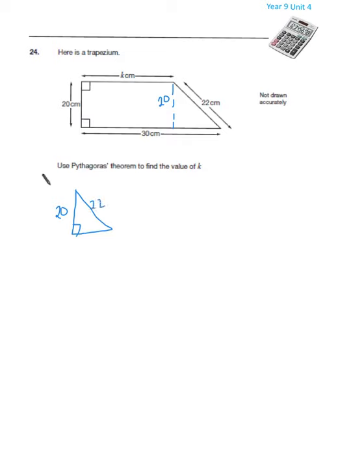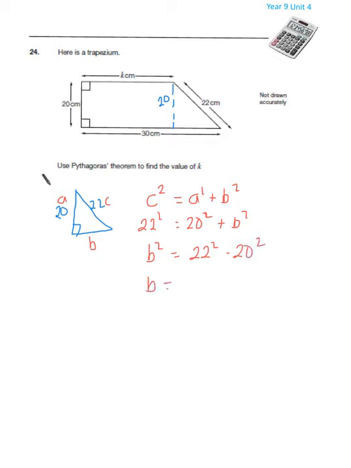Now I'm going to label the sides of the right-angled triangle A, B and C. C is the hypotenuse. I'll call this A and this B. The next thing we need to do is write out the rule. So we know that C squared equals A squared plus B squared. Then I'm going to make my substitutions. That will give me 22 squared equals 20 squared plus B squared. So therefore B squared will equal 22 squared minus 20 squared.